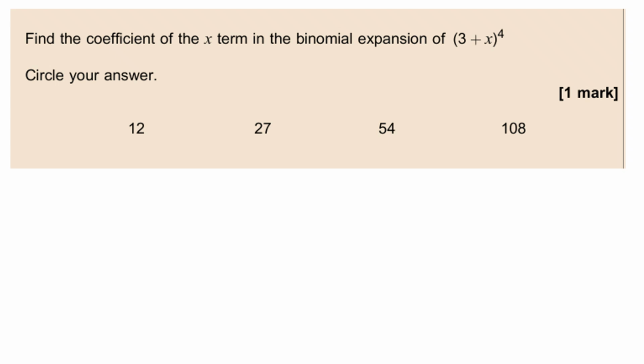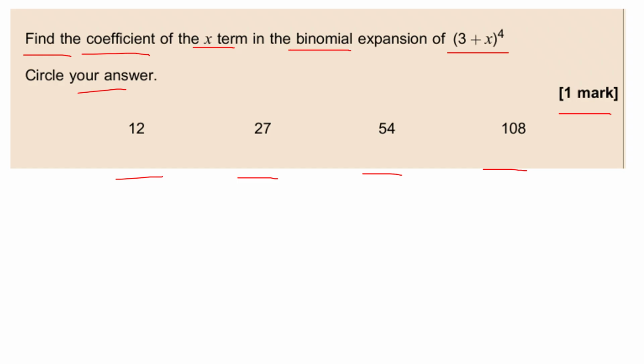Okay, folks, let's look at this 1 mark A-level maths question, or AS level maths question. We're asked to find the coefficient of the x term in the binomial expansion of (3 plus x) to the power of 4. Circle your answer. Is it 12, 27, 54, or 108? It's worth 1 mark. So this is looking at binomial expansion.